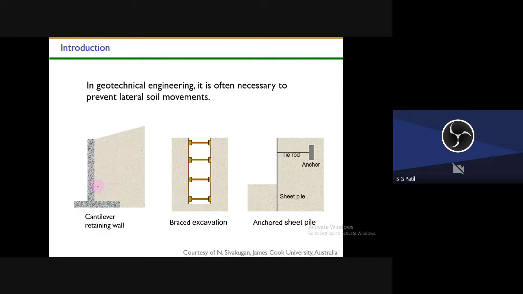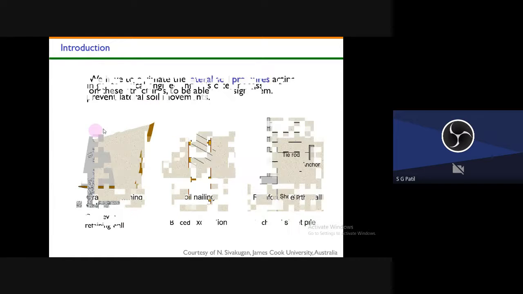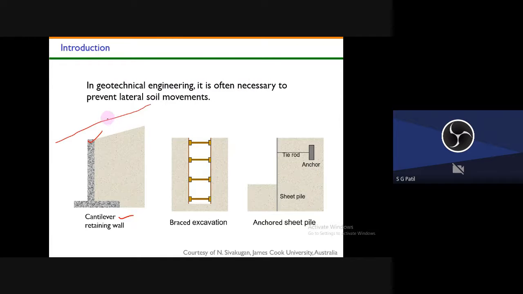In my previous video, I showed different types of retaining walls. So what happens in geotechnical engineering? It is often necessary to prevent lateral soil movement. This kind of retaining wall is called a cantilever retaining wall. Usually on hilly roads, you will come across these. Suppose you have a hill with a gentle slope, and you build a road here. What do you have to do?